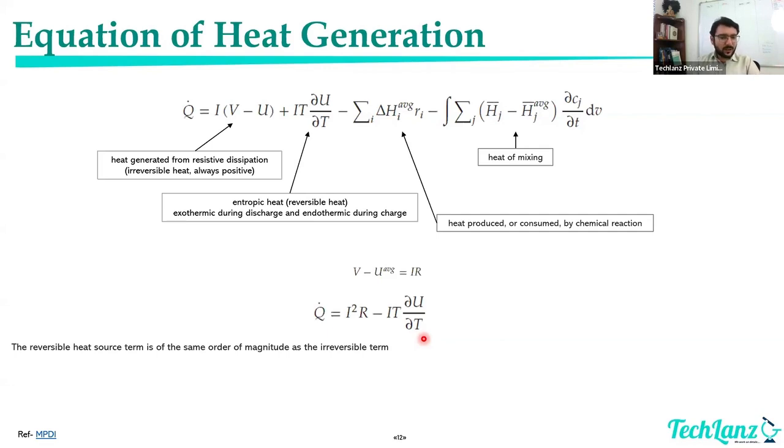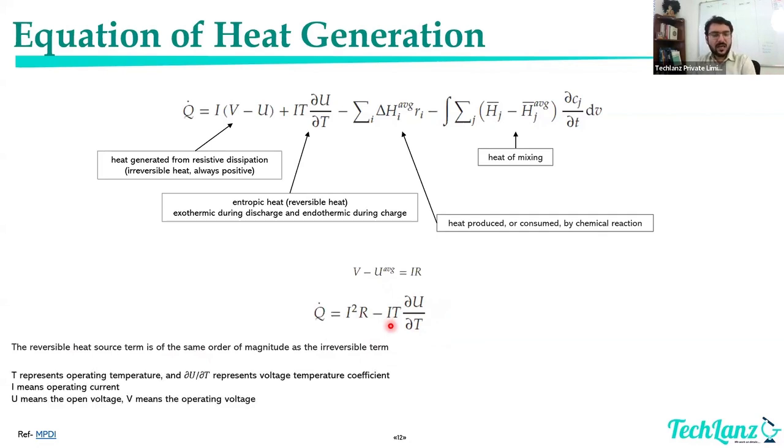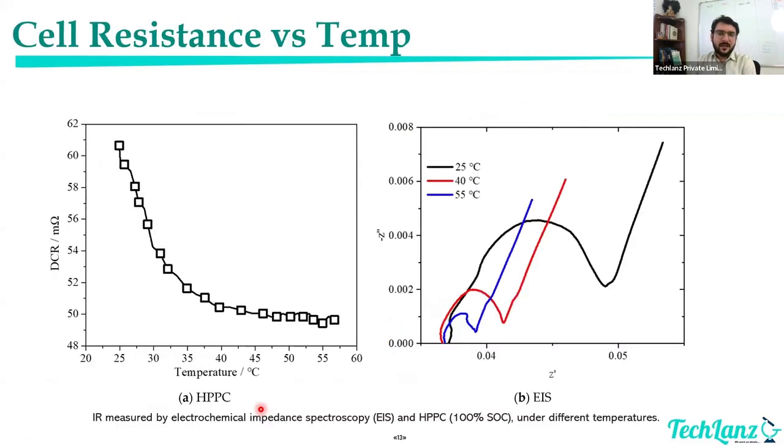And a very important part to note is that the reversible heat source term is of the same order as the irreversible heat source term. Many people ignore this term, but it should not be ignored. We'll talk about it in much more detail, right? And T represents your operating temperature, dU/dT represents the temperature coefficient, I means operating current, U means the open circuit voltage, V means the operating voltage, right? So we have discussed all this today.